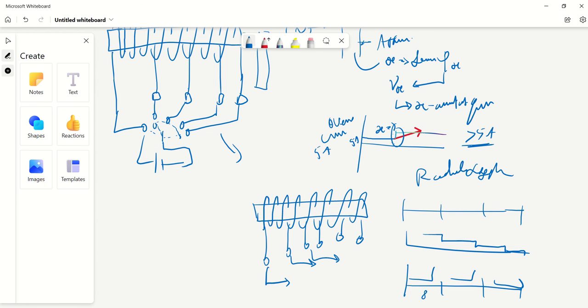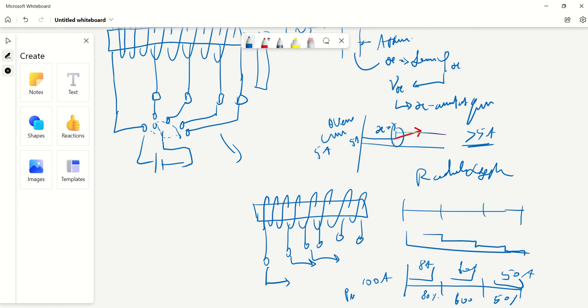Suppose I am going to trip at 80%, I am also going to trip at 60%, and I am also going to trip at 50%. What is the maximum point? So I have fixed the rating at 100 amps. At 80 amps the relay will start. Here at 60 amps the relay will start to pick the value. Again at 50 amps the relay starts to pick.